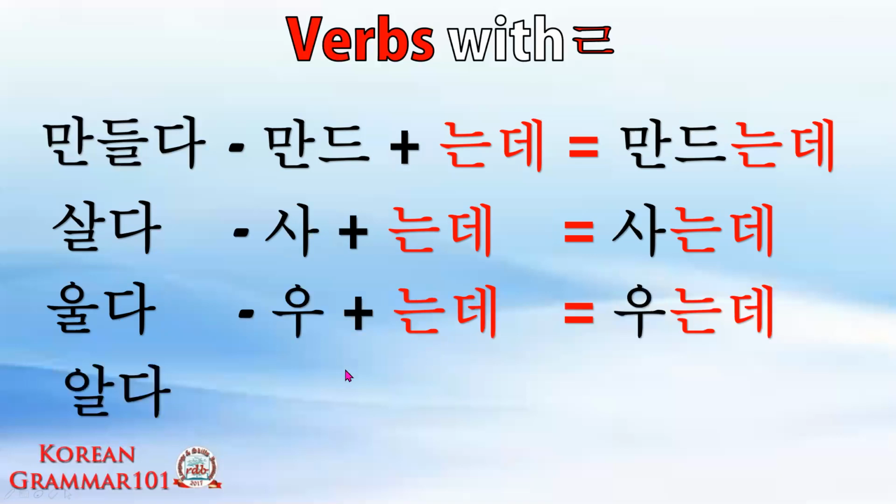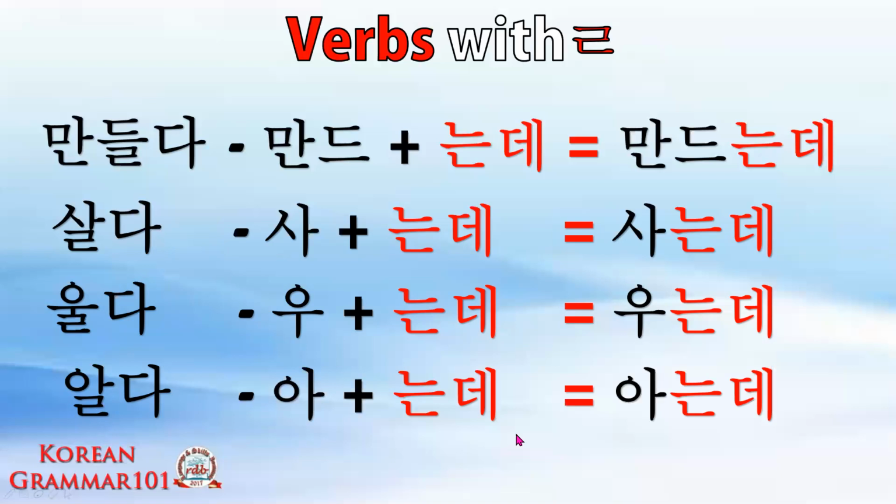And finally, alda. Alda is the verb that means to know. So again, we need to drop this da, which is the verb stem. The remaining word now is al. So we need to take off the batchim riul. From alda, it becomes a plus nunde. It becomes anunde.